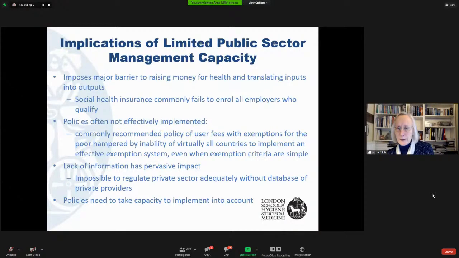Policies are often not effectively implemented. For example, the old recommendation that countries impose user fees plus exemptions for the poor, and yet in practice, countries often were not simply able to implement an effective exemption system. And also there may be a pervasive problem of lack of information. For example, it's impossible to regulate the private sector adequately without a database of private providers. So my point is that policies need to take capacity to implement into account.